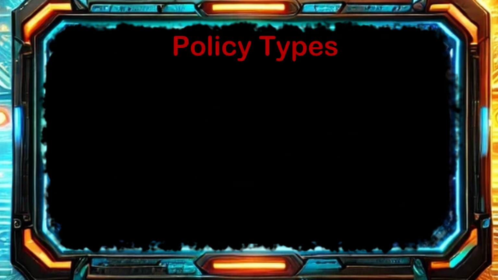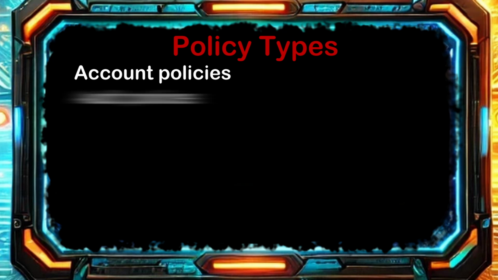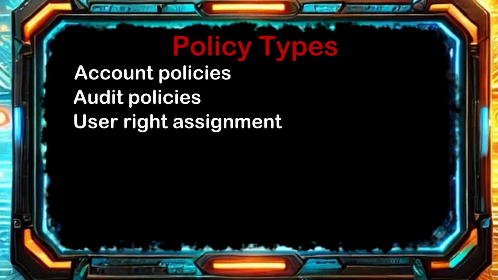There are hundreds of different configuration settings that can be applied using group policy. We can't possibly cover all of them in this video, so we're going to only discuss a few of the most important settings. Account policies are used to control things such as password settings and account lockout settings. Audit policies can configure auditing for various events such as logon, account management, or privilege use. User rights assignment determines which actions a given user can perform on a computer.